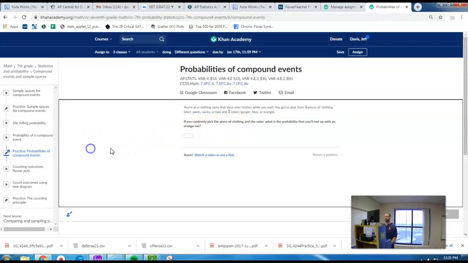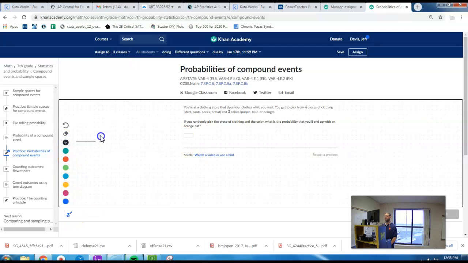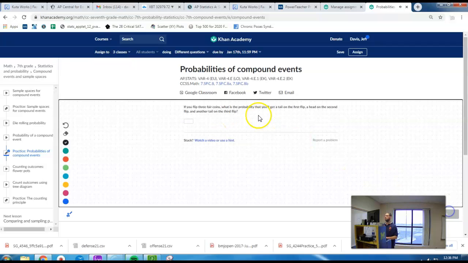Okay, so this is, I would go, there's one thing that happens, another thing that's going to happen. They're independent, they're not related, so I'm just going to multiply them. What's the probability that I pick orange? Is 1 out of 3. What's the probability I pick a hat? Is 1 out of 4. So this is going to be 1 out of 12.